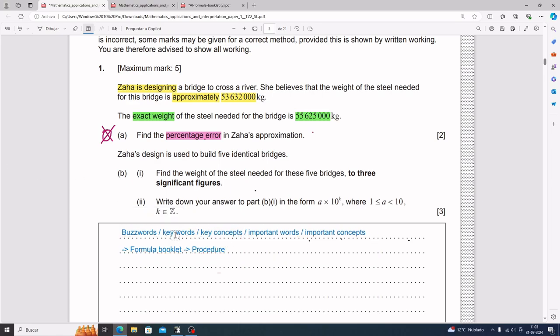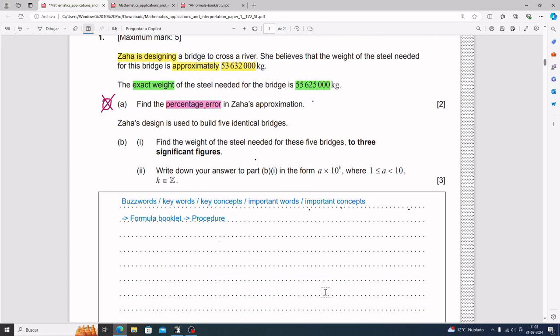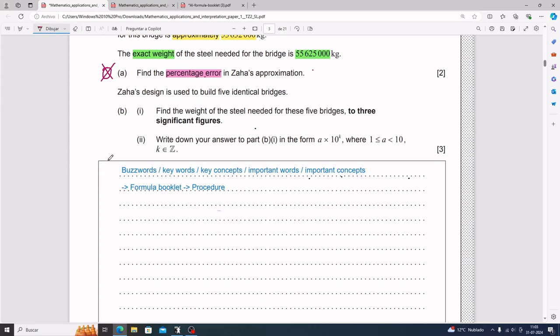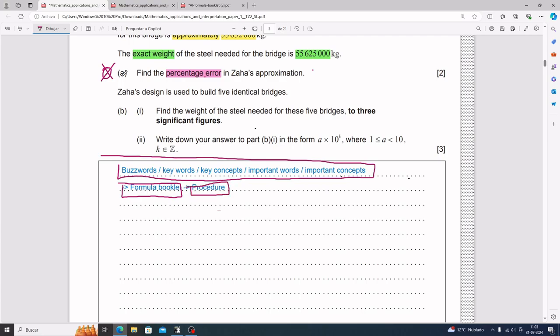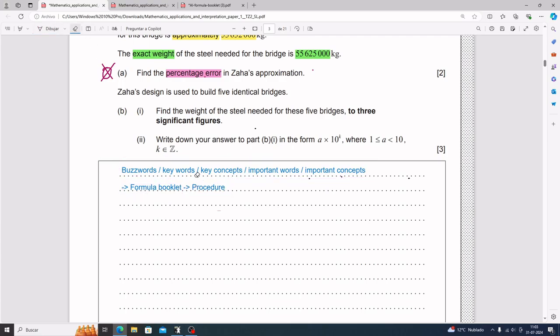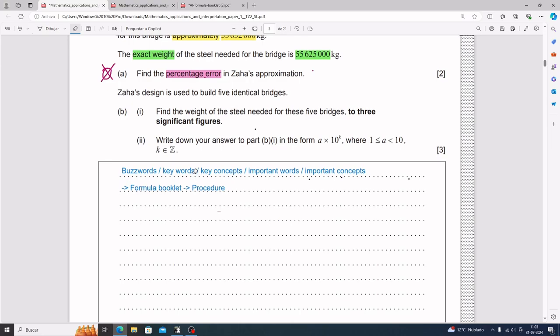Now, some of the buzzwords, keywords and key concepts are not going to be in the formula booklet, and you're just going to jump straight to the procedure, okay? But for a lot of these, there is going to be a tool you can identify within the formula booklet. So what I highly suggest is to get familiar with these. This is the sort of mentality that you want to embark upon when facing these exercises.